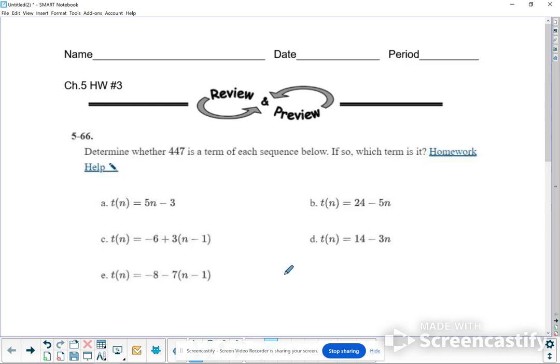All right, let's go ahead and do this one. This is homework number 3 for chapter 5. Determine whether 447 is a term for each sequence below. If so, which term is it?